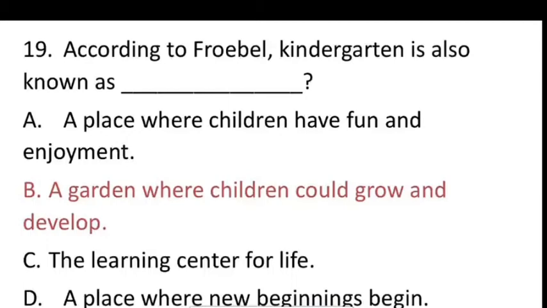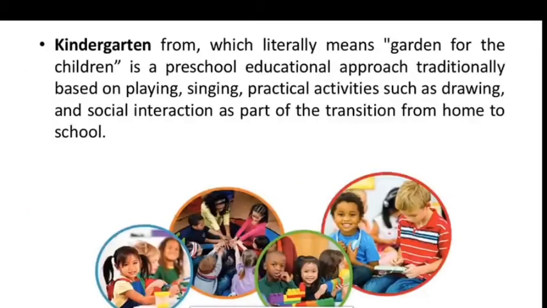Now, Froebel is actually known as the father of kindergarten. Kindergarten actually came from a German term, which means garden for the children. It is a preschool educational approach, traditionally based on playing, singing, practical activities such as drawing, and social interaction as part of the transition from home to school. So that's the meaning of the term kindergarten from the father of kindergarten himself, Friedrich Froebel. Now we go to the next slide.